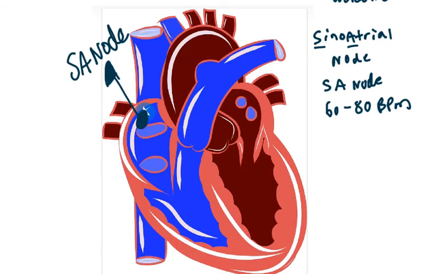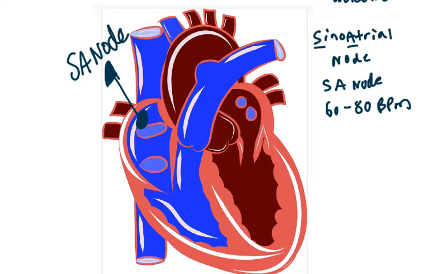So the sinus rhythm is set at the SA node, the sinoatrial node, but it's just this specific spot. So how does it supply the rest of the right atrium? And what about the left atrium?